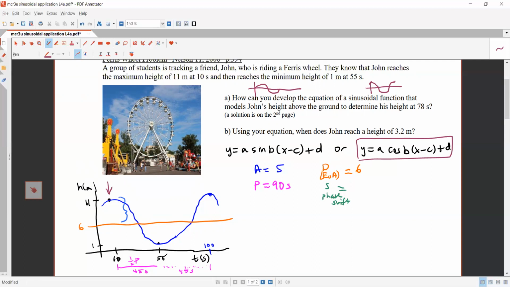So it doesn't really matter, we don't need to worry about the h-intercept or the y-intercept. But I think you always understand that this needs to be a cosine graph that has shifted right by 10 seconds. So there you have it, ladies and gentlemen. We have all the pieces of information to figure out our equation.